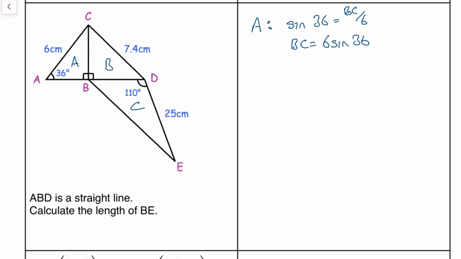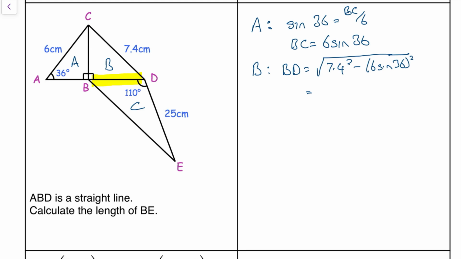Okay, let's look at triangle B. So triangle B looks like Pythagoras because I know what BC is, I know what CD is, I'm trying to find out what BD is. So I can use Pythagoras on triangle B. So it must be the case that BD is equal to, well, the hypotenuse is 7.4 squared, take away, now remember I didn't work this out, so I'm just going to write 6 sine 36 squared. I'm going to put that all in my calculator.